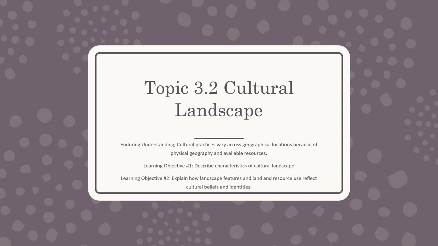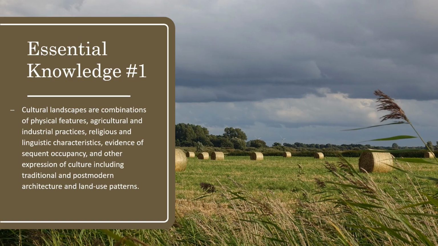So topic 3.2, the cultural landscape. Our enduring understanding is that cultural practices vary across geographical locations because of physical geography and available resources. Learning objective number 1, we're going to describe characteristics of cultural landscape. And learning objective number 2, we're going to explain how the landscape features and land and resource use reflect cultural beliefs and identities.